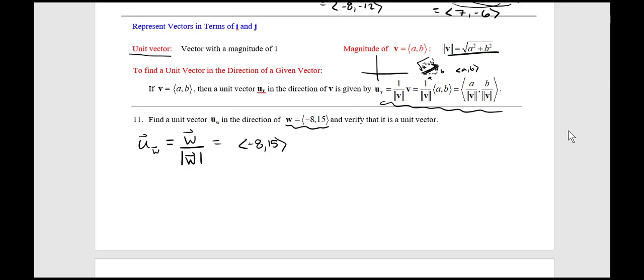And technically you should be concerned. We're dividing a vector by a number. Remember, the magnitude of a vector, the length of a vector, is just a scalar. The length itself is just a number. And we're dividing this vector by this number. What does that really mean?